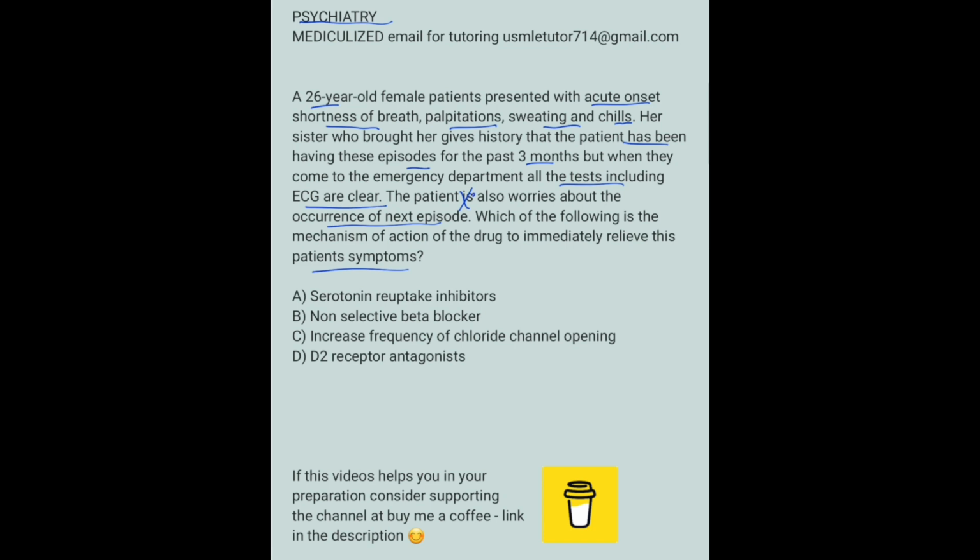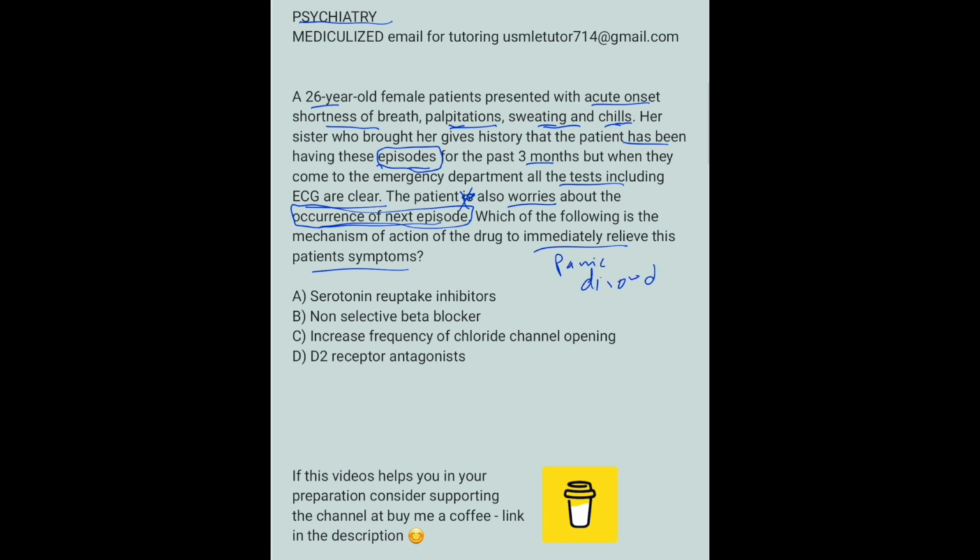So if you look, this is episodic. Here they say there are episodes, and the episodes include shortness of breath, palpitations, sweating, and chills. Remember, the patient still has active symptoms, so they want to know what will be the immediate next step to relieve this patient's current symptoms. Also remember that they said there is increased worry about the occurrence of the next episode. So this is classic for a panic attack. So this is a panic disorder.